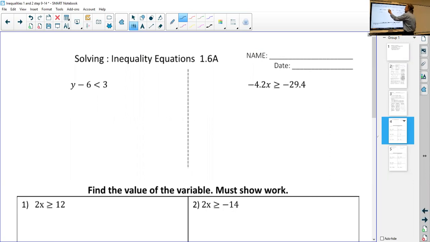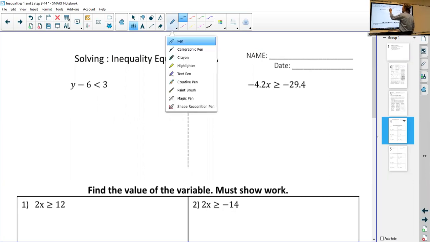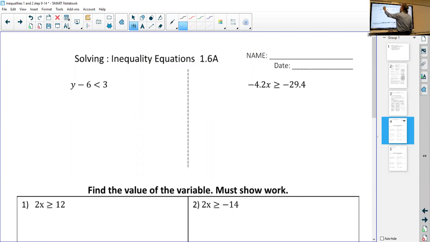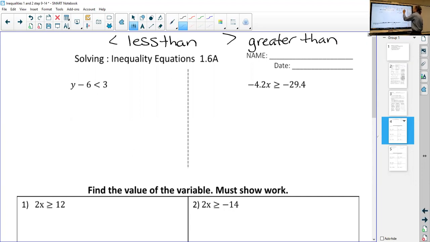So if you want to write these down, in case you forgot somehow, this symbol means less than, and this one is greater than. And if you put one line underneath it, it becomes greater than or equal to. Okay? As far as math, most of what we do is exactly the same, so we still want to get the variable all by itself, want to isolate it.